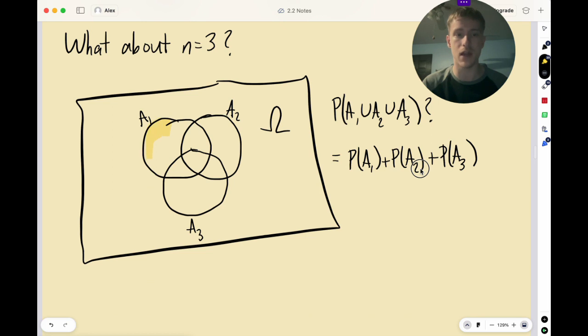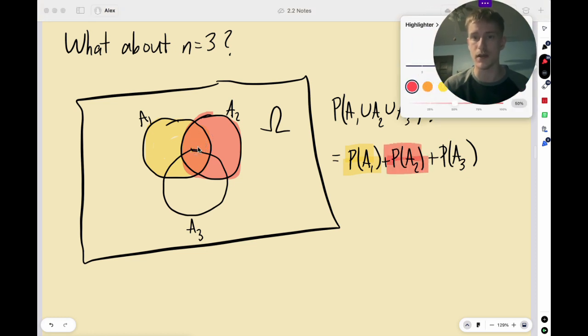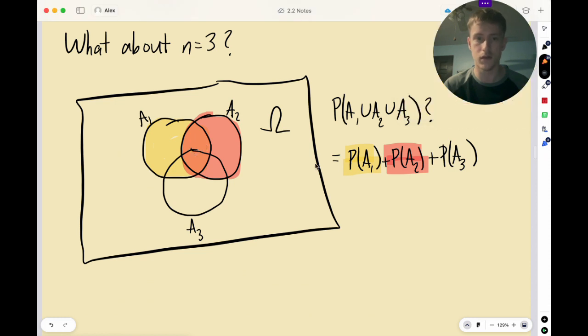So let's just try this and see where this gets us. We're going to take the probability of A1, which I'll do in yellow, plus the probability of A2 in red, and the probability of A3 in, say, orange. And you'll notice, oh, look, I covered everything. Yeah, well, I double and triple counted a couple things. So we need to go ahead and remove some of that to make sure that this actually makes sense.